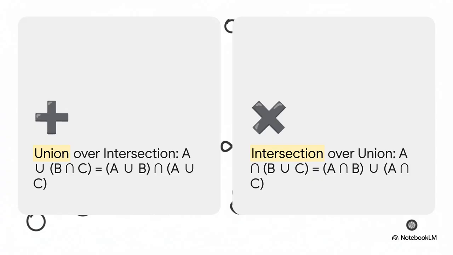Now, what's really cool is how these operations follow rules that should feel kind of familiar. Just look at this. They obey distributive laws, just like multiplication and addition from back in school. Union distributes over intersection, and what do you know? Intersection distributes over union. It's this reliable structure that lets us build some really powerful arguments.